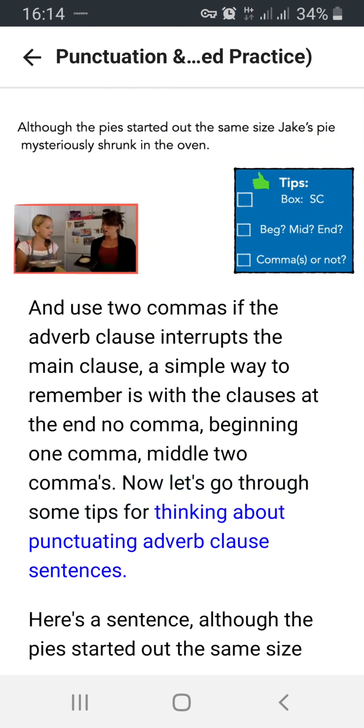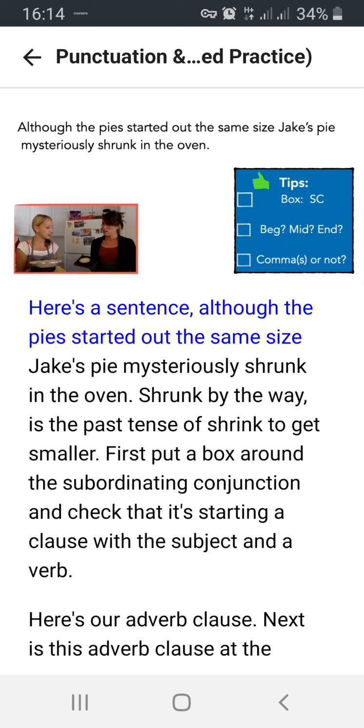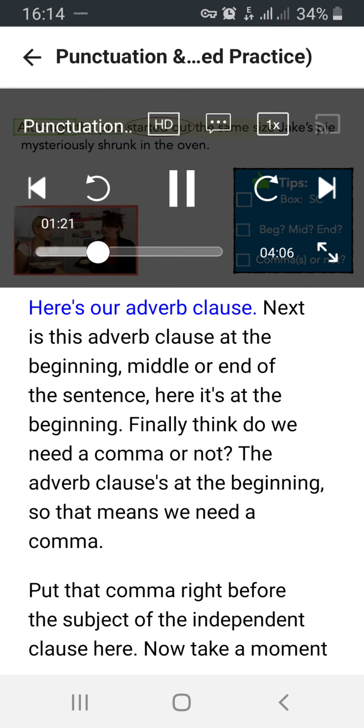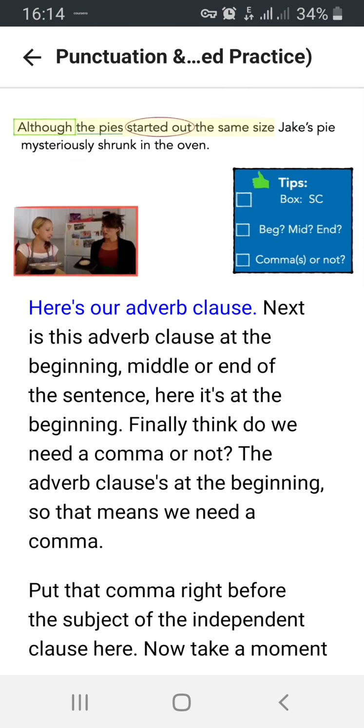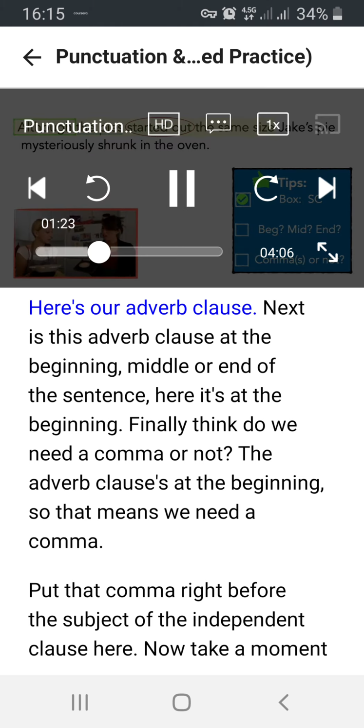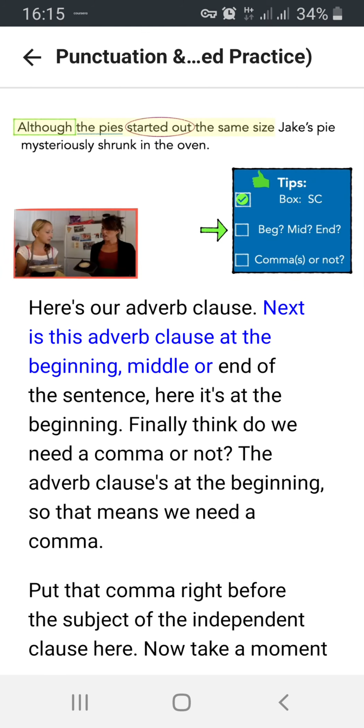Now let's go through some tips for thinking about punctuating adverb clause sentences. Here's a sentence. Although the pies started out the same size, Jake's pie mysteriously shrunk in the oven. Shrunk, by the way, is the past tense of shrink, to get smaller. First, put a box around the subordinating conjunction and check that it's starting a clause with a subject and a verb. Here's our adverb clause. Next, is this adverb clause at the beginning, middle, or end of the sentence? Here, it's at the beginning.